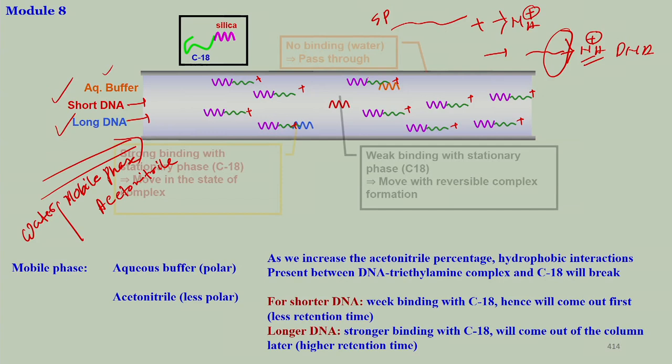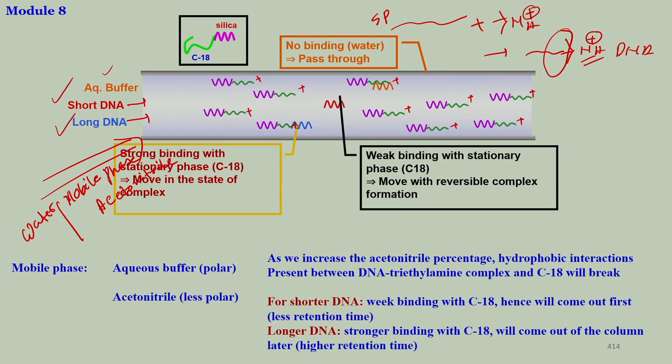It will look like this. Buffer, no interaction, comes very fast. Shorter DNA with less interaction will bind, unbind, bind, unbind. It will move relatively fast, slower than the buffer but faster than the long DNA. Long DNA, on the other hand, would be bound strongly, and therefore would move slowly. So, that is the basis of reversed phase HPLC.